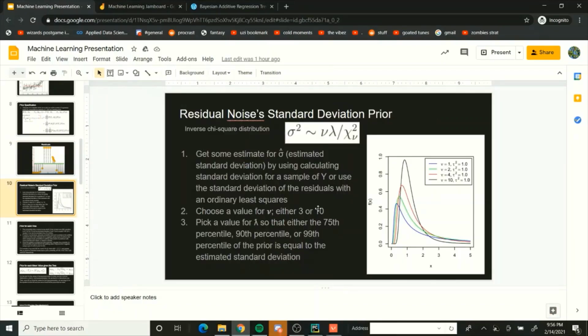Okay, so how do we figure out the prior for the noise? What we do is we get some estimate for the standard deviation, either by taking a sample of the y values and calculating the standard deviation, or we can fit a best fit line, calculate the residuals for every single point, and use those residuals. And then you choose a value for v, either 3 or 10. And with 3, you pick a value for lambda so that either the 75th percentile, 90th percentile, or 99th percentile of the prior is equal to the value we got in step 1. Usually it's the 90th percentile.